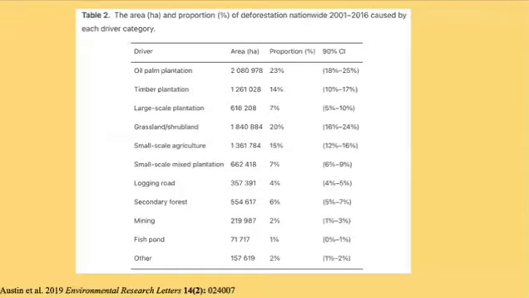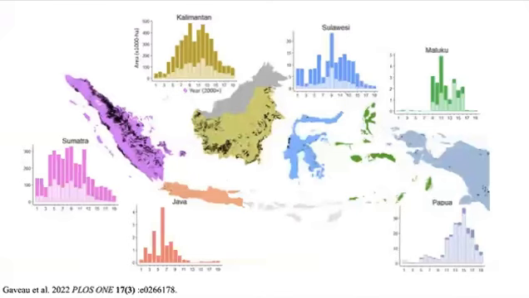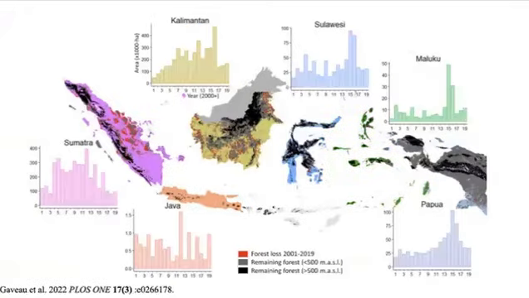Another leading cause is oil palm expansion. Approximately 23% of the nation is oil palm plantation. Here is a graph of oil palm expansion from 2001 to 2019 by Indonesian region. This is the deforestation from 2001 to 2019 and the remaining forest in 2019 by Indonesian region.